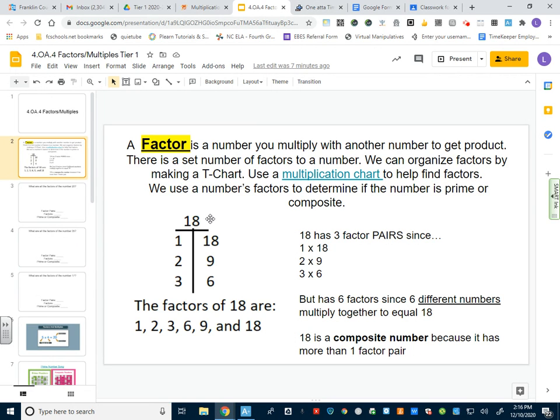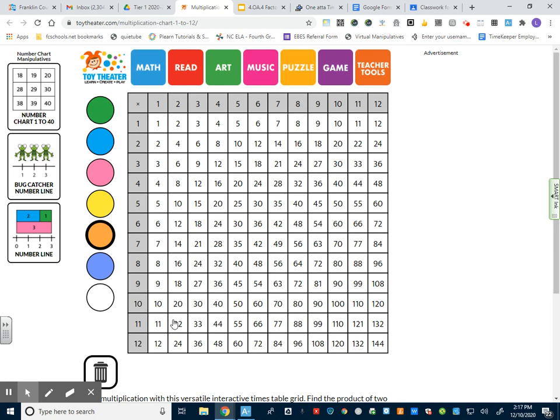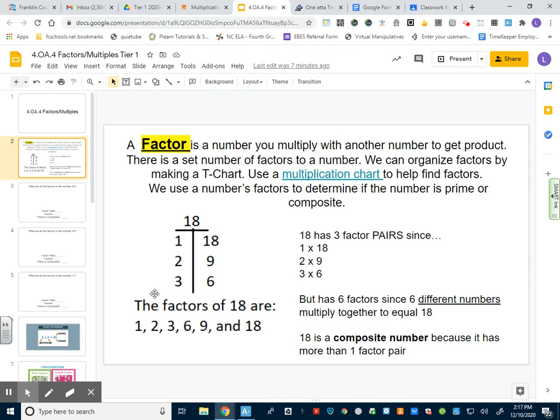When we're finding the factors, we always start with 1 times itself because 1 times anything equals itself. So one group of 18 is 18. We don't need a multiplication chart for that. Then we think about our 2's tables. Since 18 is an even number, 2 is going to be a factor. We can always check on our chart to see what that other factor pair is. If we look, 2 times 9 equals 18, so the next factor pair is 2 times 9.